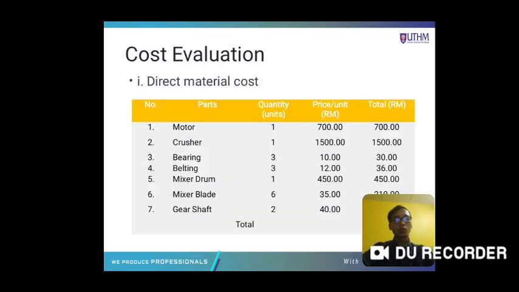Moving on to cost evaluation. For the parts that will be used here, we have seven parts: motor, crusher, bearing, belting, mixer drum, mixer blade, and gear shaft. The total cost of this product will be 3,006 ringgit.